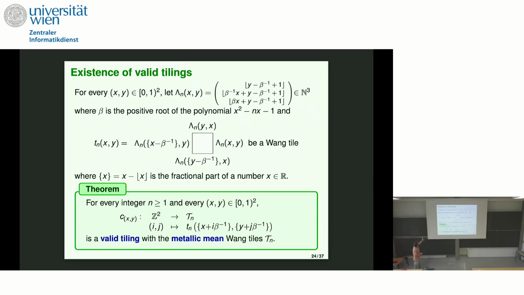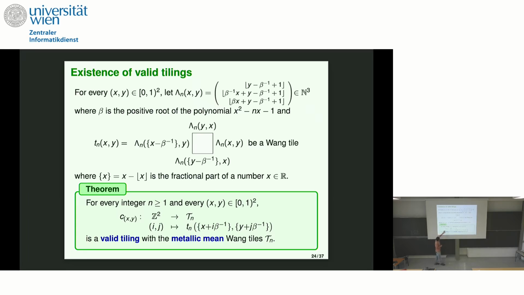So you are on the unit square. You define lambda n to be this map of 4 of these linear forms, the 3-dimensional vector. Then you define Tn. For every xy, you define a Wang tile like that, using lambda n. So these are vectors all around. I'm using the fractional part.